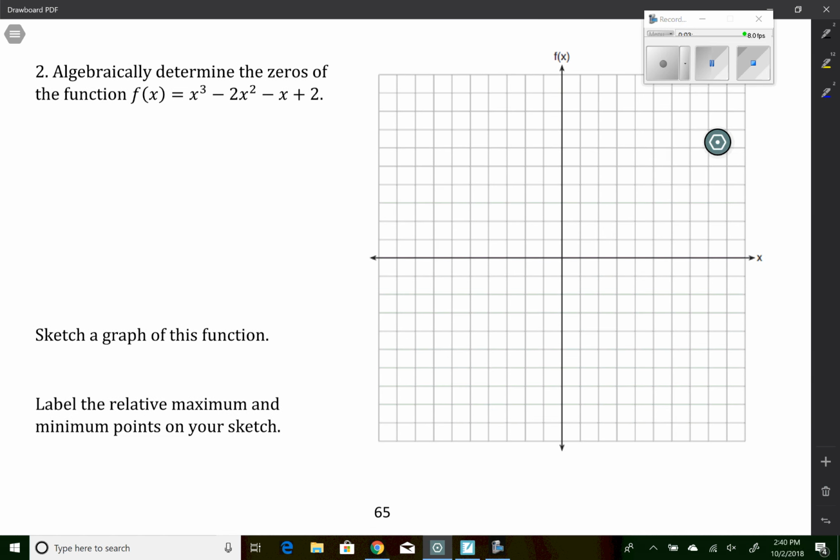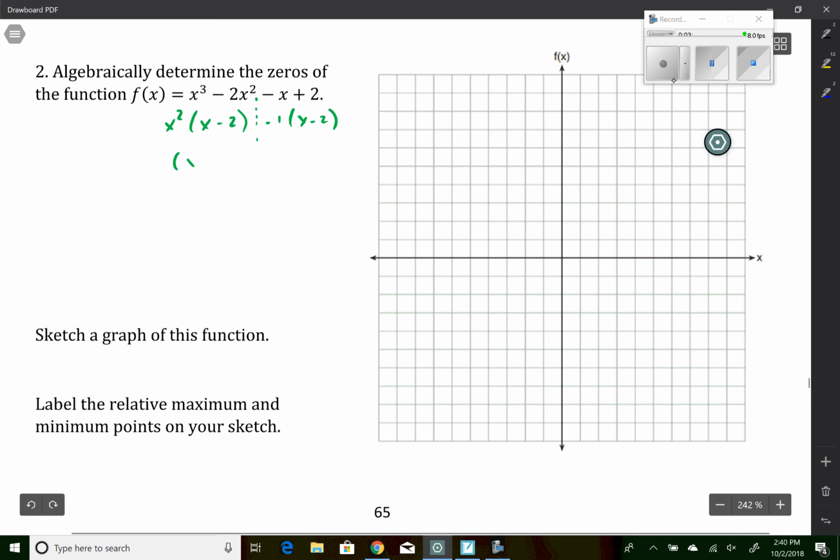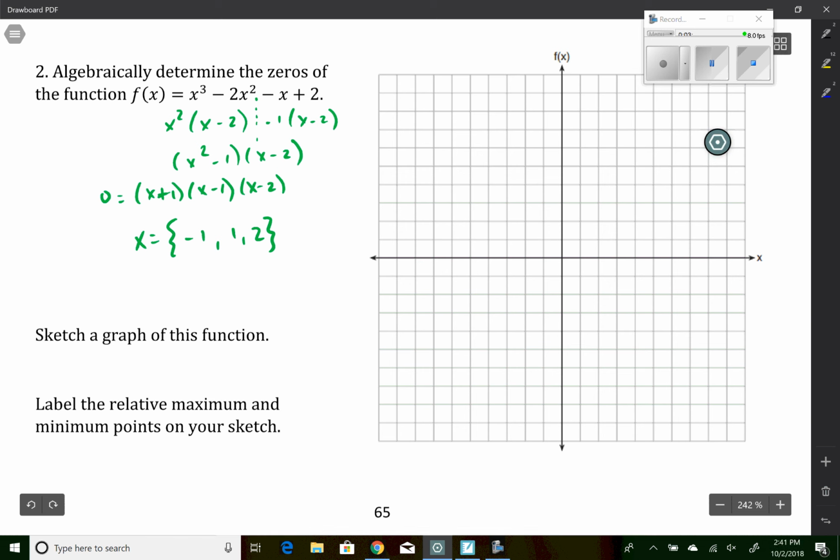Number two, algebraically determine the zeros of the function. So to algebraically do this, we're going to separate it up, x squared times x minus 2, minus 1 times x minus 2. We can then factor further, x squared minus 1 times x minus 2, and we get 0 is equal to x plus 1, x minus 1, x minus 2. So our solutions are going to be -1, 1, and 2. None of them have multiplicities other than 1, so we're good.